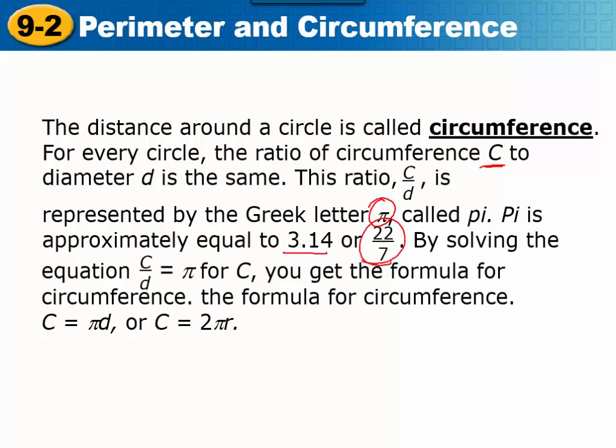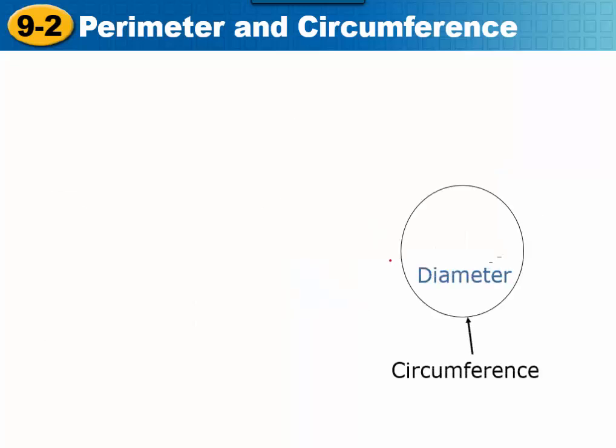Either one works. If you were to type 22 divided by 7 into the calculator, the first 3 digits of that value are going to be 3.14. And then by solving the equation C divided by D is equal to pi for C, you get the formula for circumference, which is either C equals pi D or C equals 2 pi R. So we need to understand what this D and this R represent, and that's what we need to talk about.